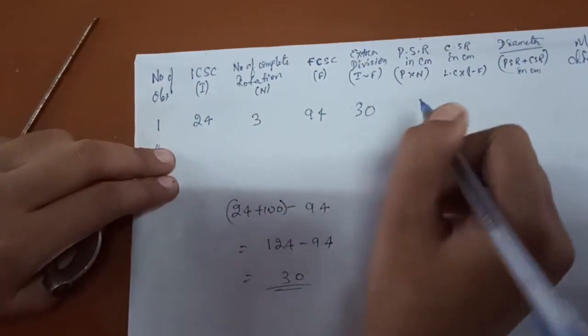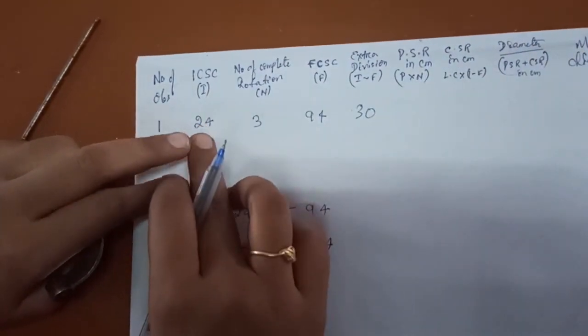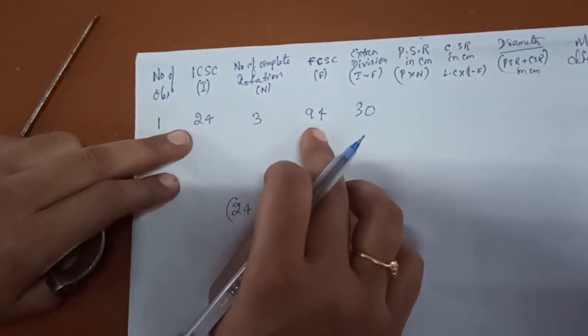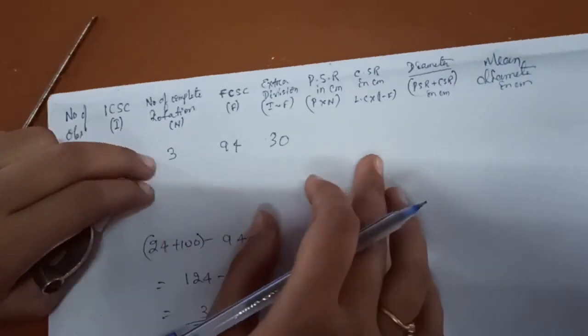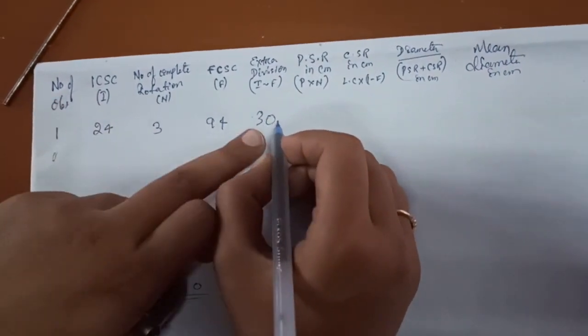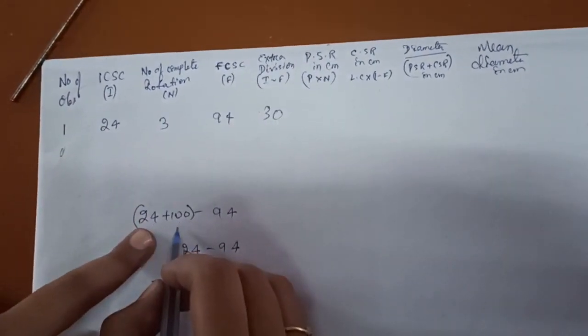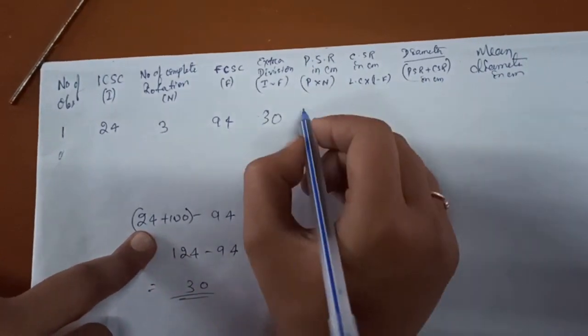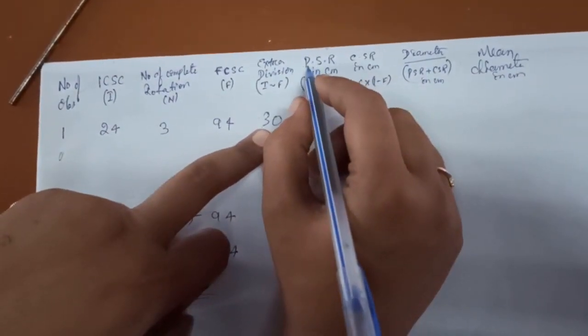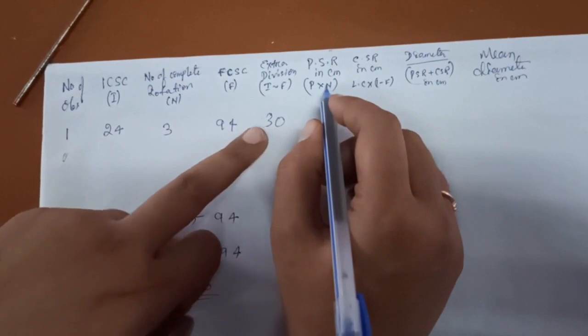So this is 30. Then pitch scale reading. After noting down this I, N and F, the rest of the things you can easily do. I found this: I is less than F, that's why I added 100 to 24, then I subtracted 94, I got 30. Then the pitch scale reading will be pitch into number of complete rotations.